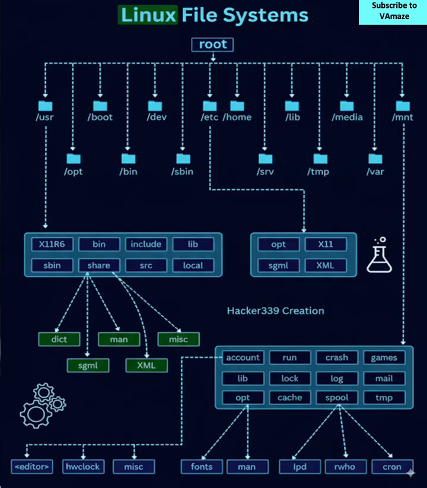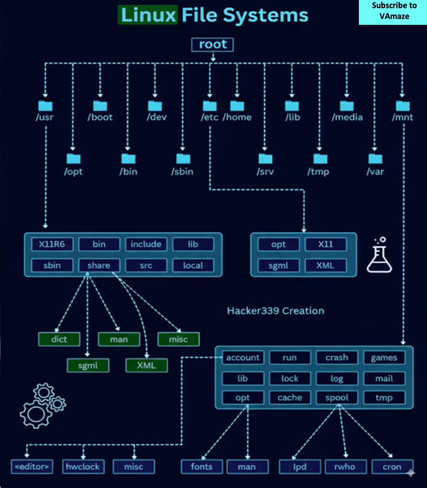Let's start at the very beginning, the root directory, shown here as that red box with just a simple /. This is the foundation of the entire Linux file system. Unlike Windows, where you have separate drives like C, D, and so on, Linux has just one tree structure. And everything, your files, system programs, hardware devices, network connections, everything branches out from this single root.